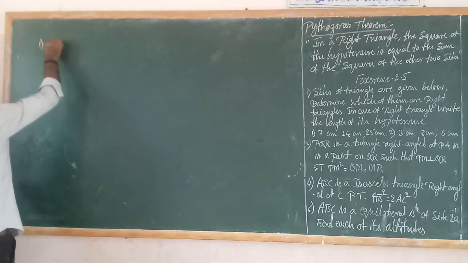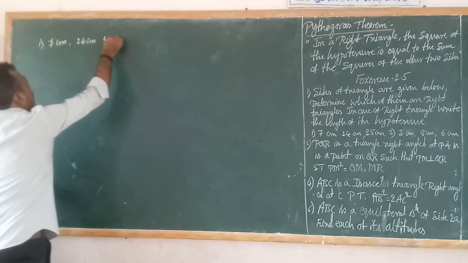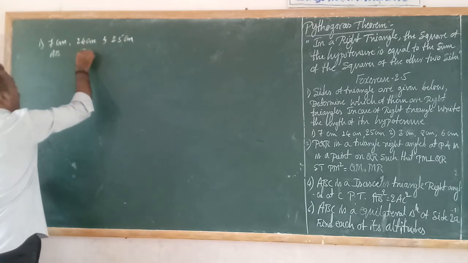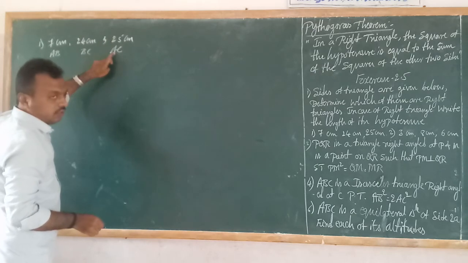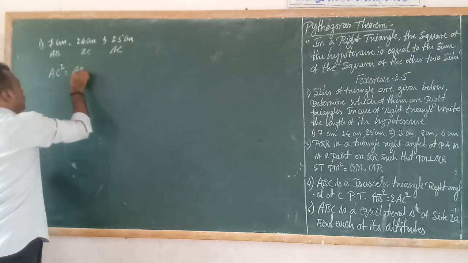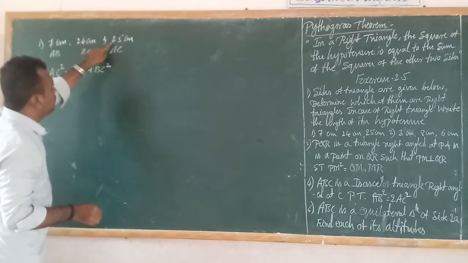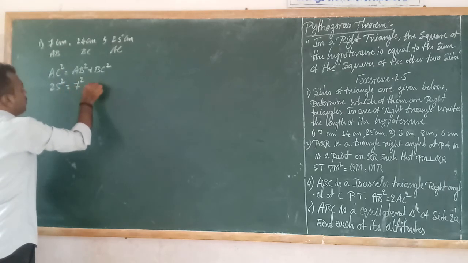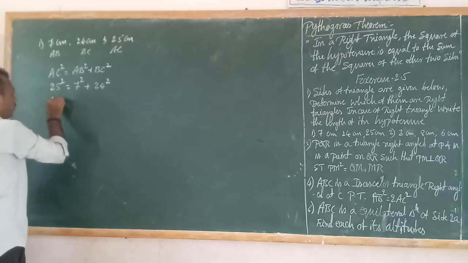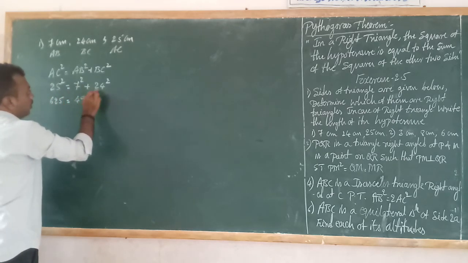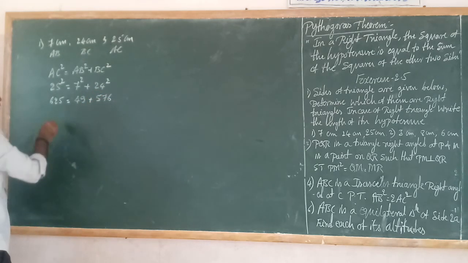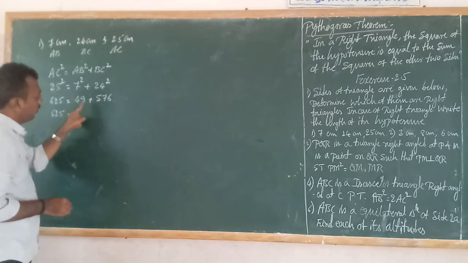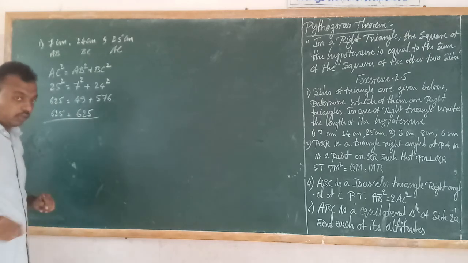First one: 7 cm, 24 cm and 25 cm. This is AB, this is BC and this is AC. The highest value is AC. So our format: AC square is equal to AB square plus BC square. AC square is 25 square, equal to 7 square plus 24 square. 25 square is 625, equal to 49 plus 576. 49 plus 576 is 625. So 625 is equal to 625.